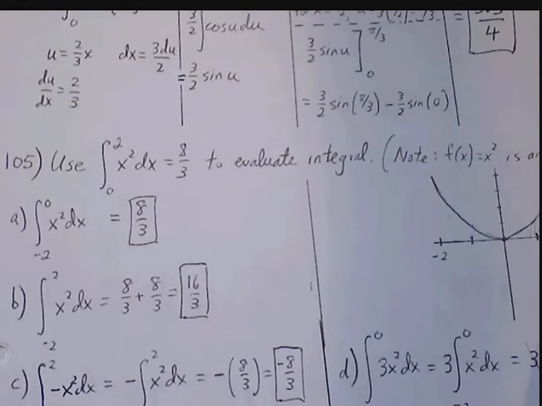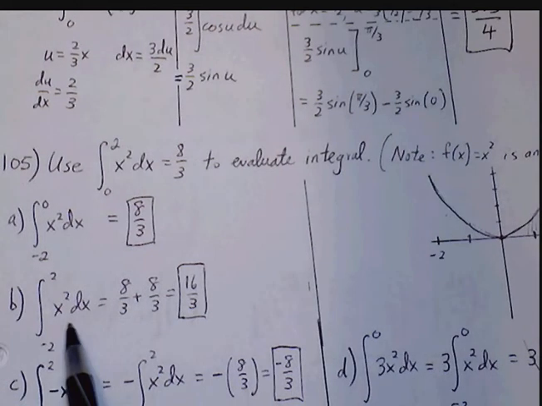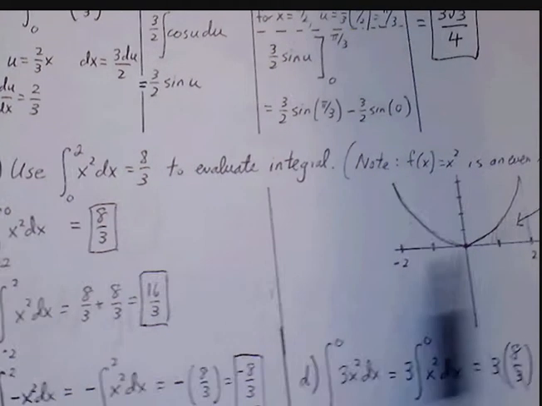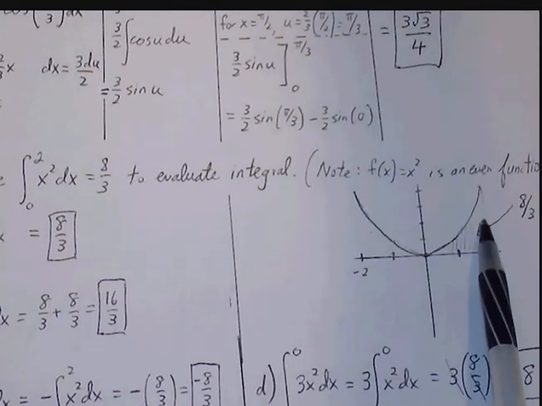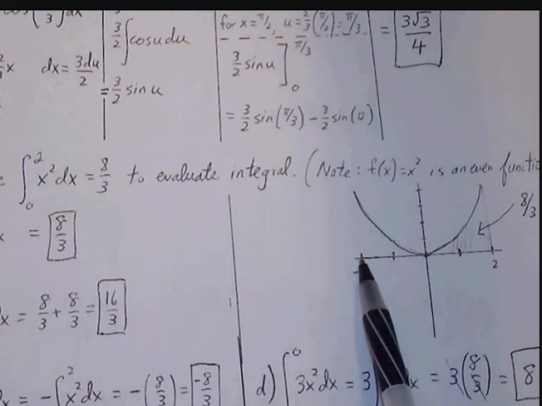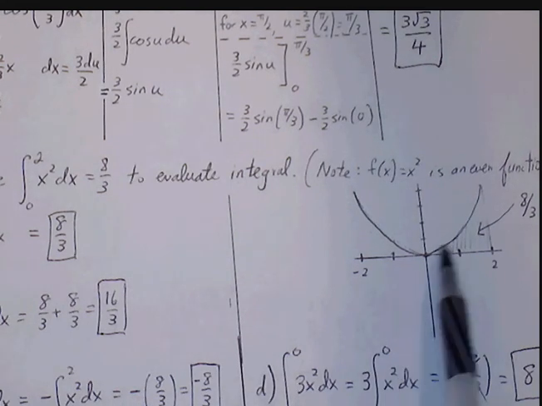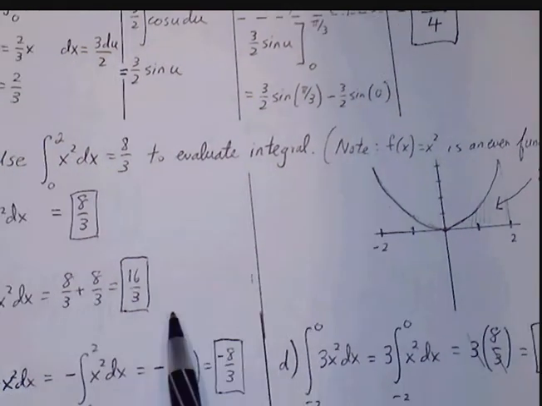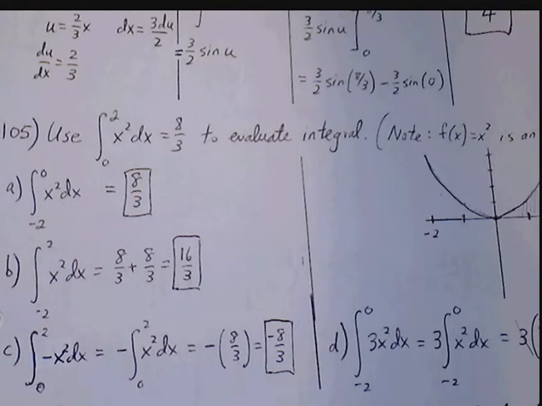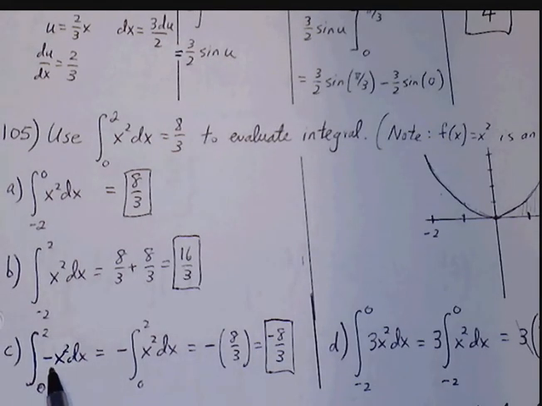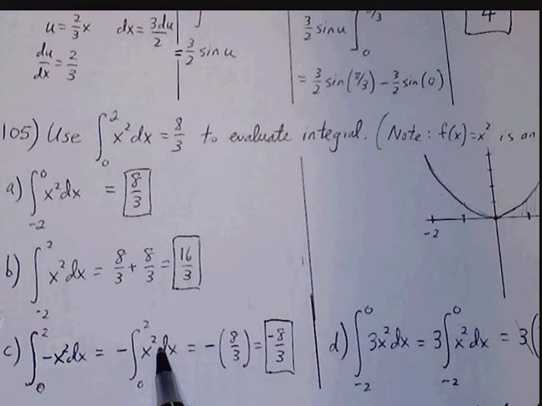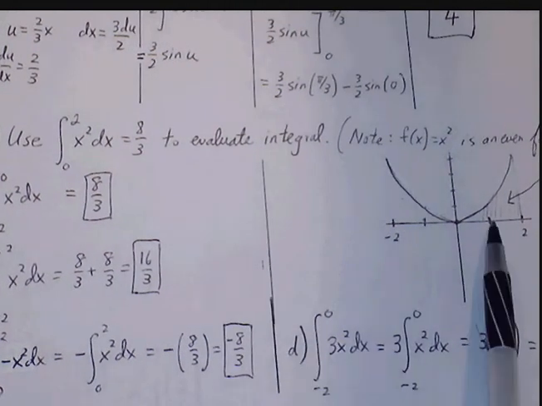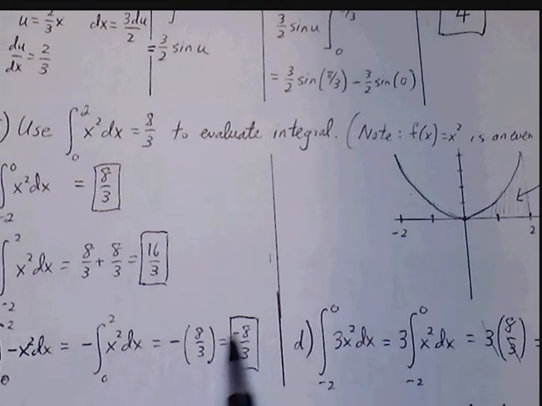Okay. For part B, the definite integral from -2 to 2 of x squared, we know this is an even function. So if I know this is 8/3, and I'm looking for the same distance on the other side of the y-axis, then I can double this. So 8/3 times 2, or 8/3 plus 8/3, is simply 16/3. Okay, part C, the definite integral from 0 to 2 of negative x squared. So I can pull this negative out in front. The definite integral from 0 to 2 of x squared we know is 8/3, but since we pulled a negative in front, we make that negative 8/3.